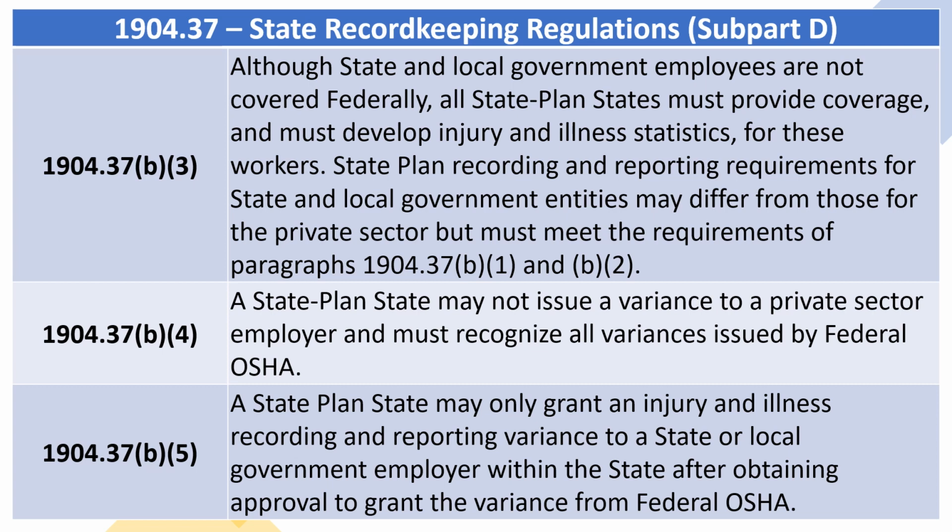1904.37(b)(4): A state plan state may not issue a variance to a private sector employer and must recognize all variances issued by federal OSHA. 1904.37(b)(5): A state plan state may only grant an injury and illness recording and reporting variance to a state or local government employer within the state after obtaining approval to grant the variance from federal OSHA.